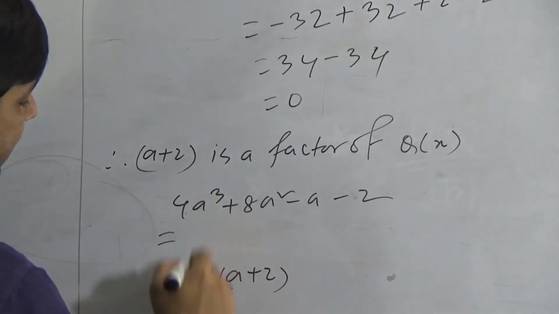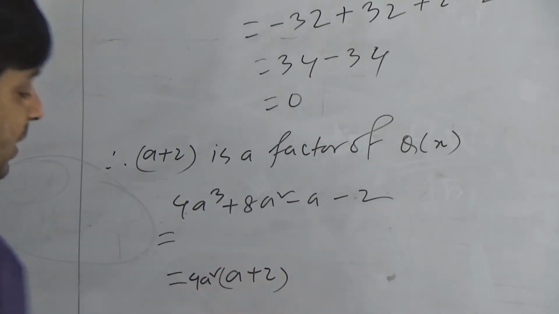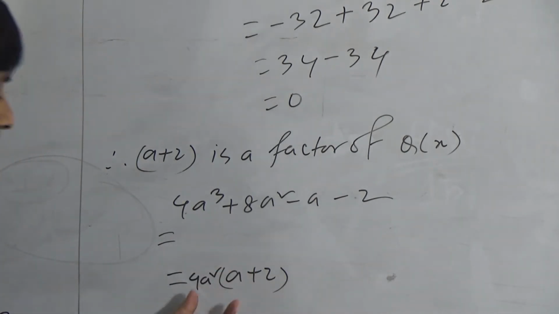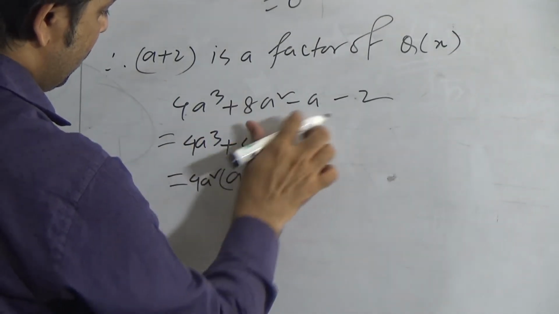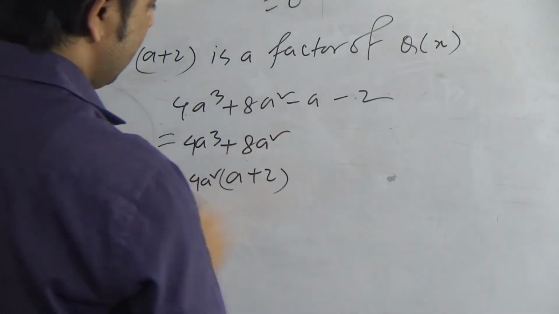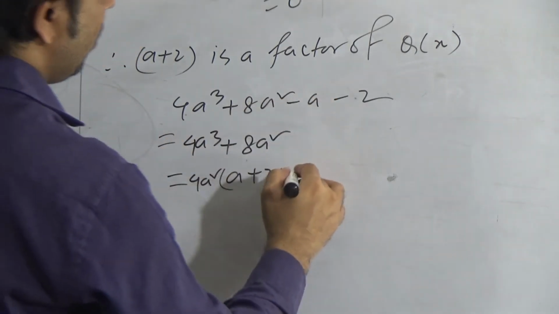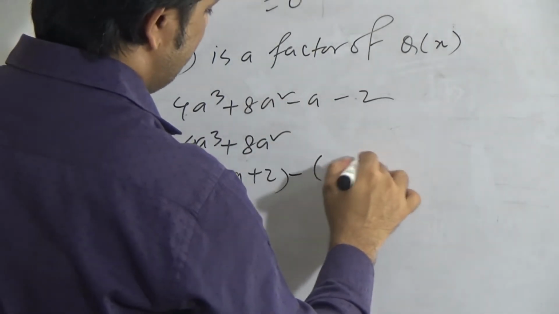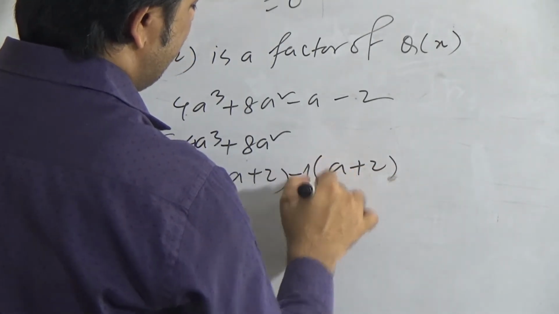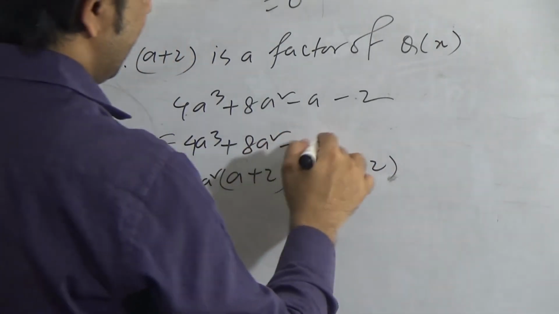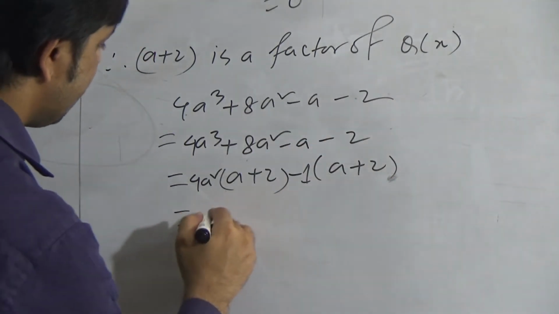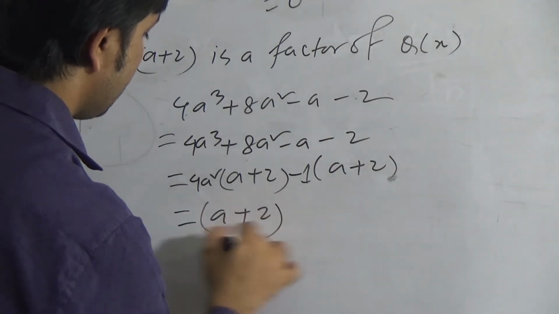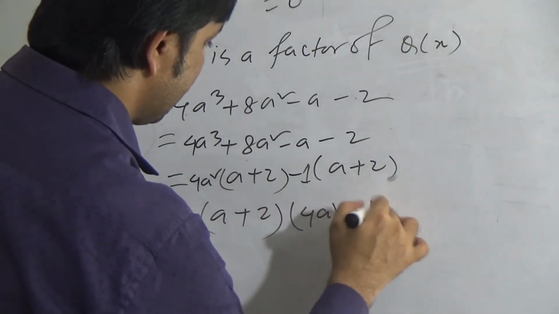So to get 4a cube, we need 4a square here. Now if we multiply by 4a square, we will get here 4a cube plus 8a square. This matched, so we can write here a plus 2 again. If we take minus 1 as common, we will get here minus a minus 2. So we can write here a plus 2 as common, and we can write here 4a square minus 1.